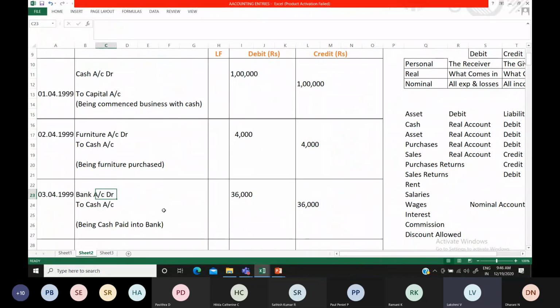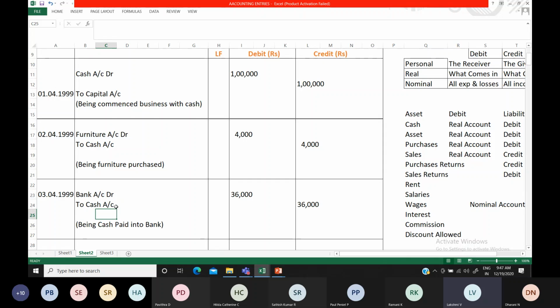If I am depositing my cash into the bank, the bank will be the receiver. Then debit the receiver. Because of that only, I have debited the bank account. If I am withdrawing from the bank, the bank will be the giver. If I am depositing, he is the receiver. Logically we have to think. So bank is the receiver, and that's why I have debited the bank account, to cash account.